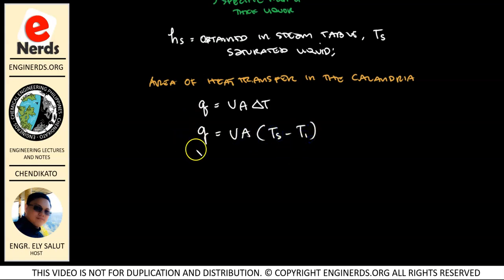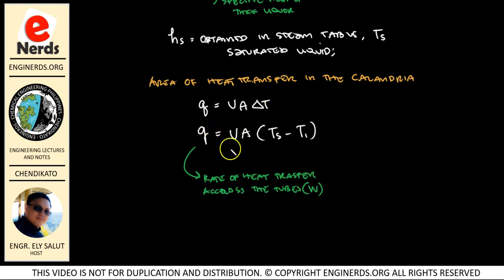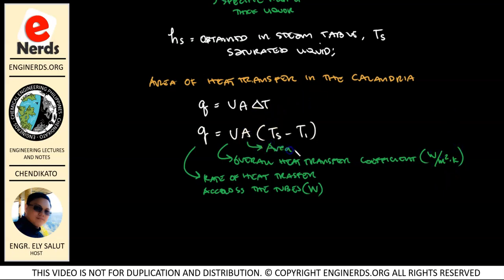Our Q in here is the rate of heat transfer across the tubes. And this is in unit watts. Okay? So, our U here is the overall heat transfer coefficient. And the unit is in watts per meter squared Kelvin. And of course, our A here is our area in square meters. So, alam na natin yung TS and alam na rin natin yung T1.